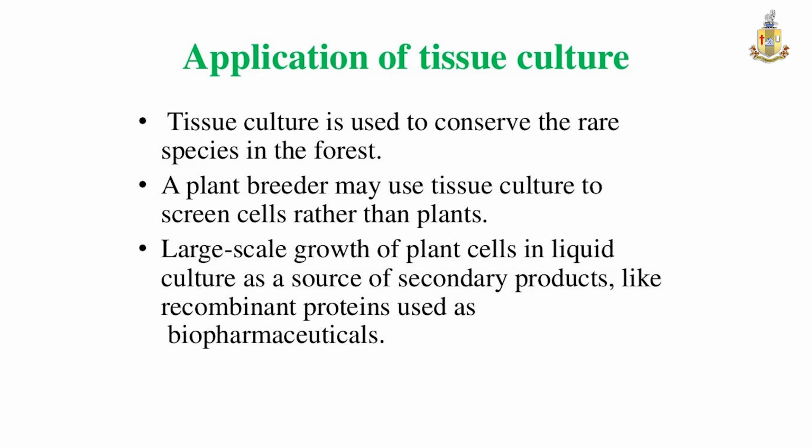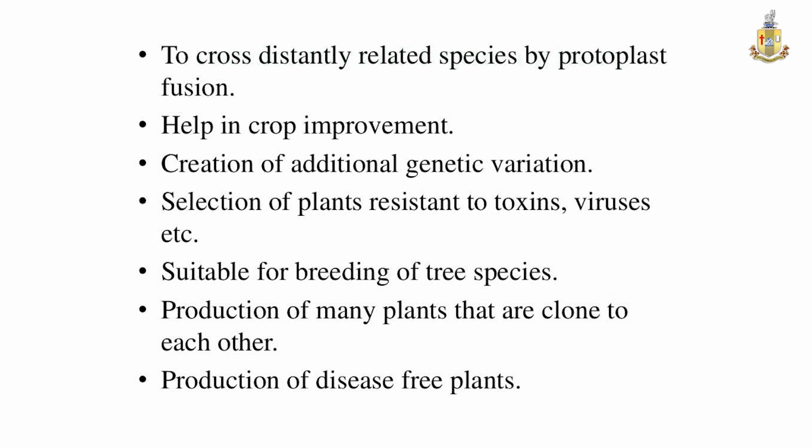Application of plant tissue culture. Tissue culture is used to conserve the rare species in the forest. A plant breeder may use tissue culture to screen cells rather than the plants. Large scale growth of plant cells in liquid culture is a source of secondary products like recombinant proteins used as factors. It is also used to cross distantly related species by protoplast fusion.